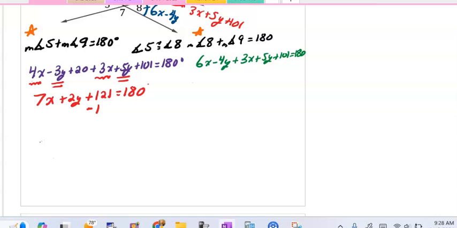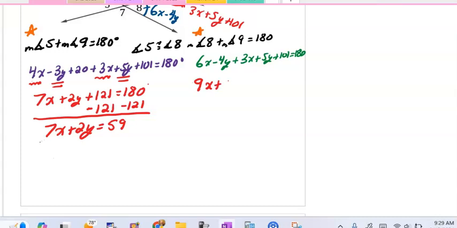You'll subtract 121 from both sides. And please use a calculator. You'll get 7x plus 2y. So 180 minus 121 gets you 59. In the green equation, when you add the x's, you get 9x. When you add the y's, you get 1y. Plus the 101 is 180. Subtract 101 from both sides. And you'll get 9x plus y is equal to 79.